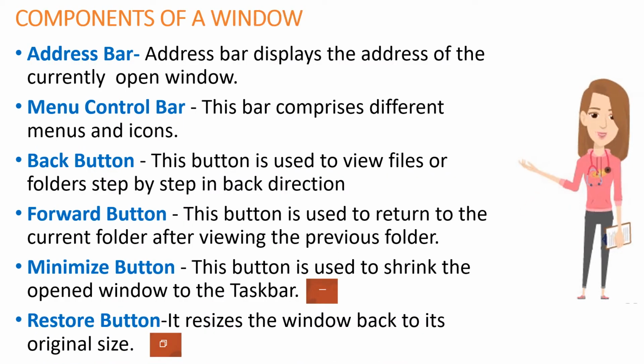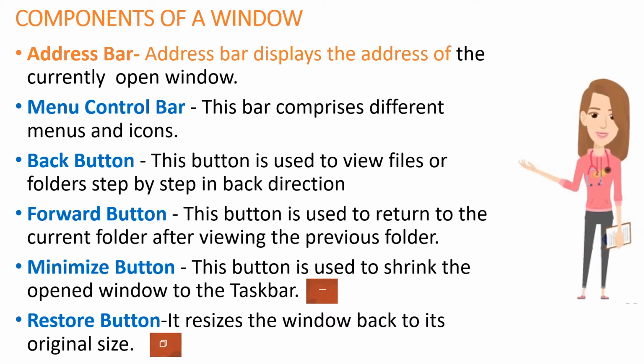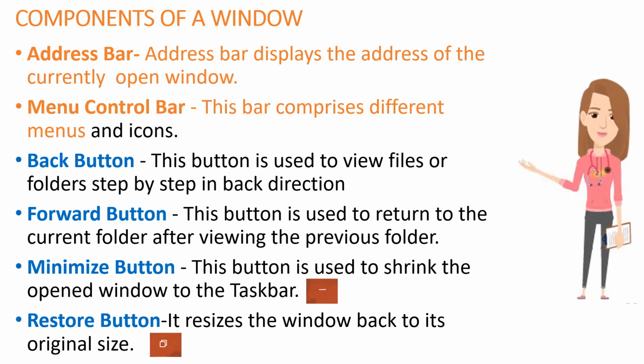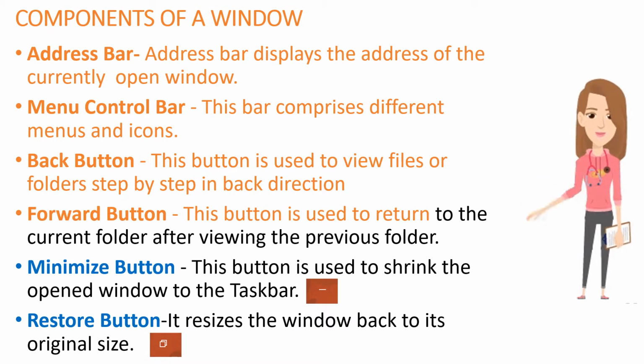Components of a window. Address bar. Address bar displays the address of the currently open window. Menu control bar. This bar comprises different menus and icons. Back button. This button is used to view files or folders step by step in back direction. Forward button. This button is used to return to the current folder after viewing the previous folder.